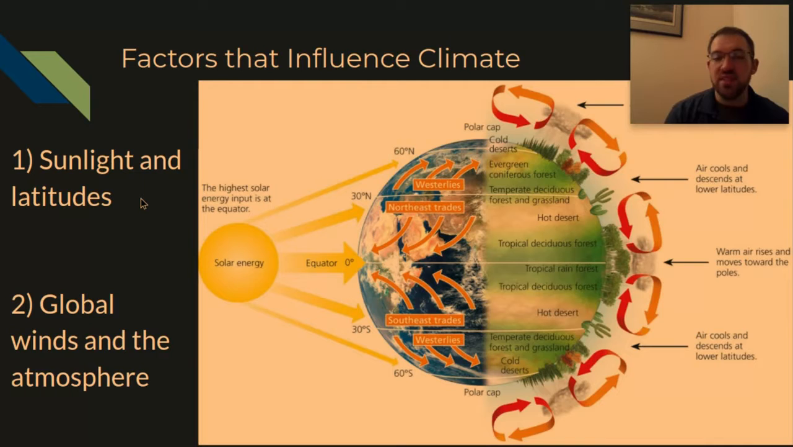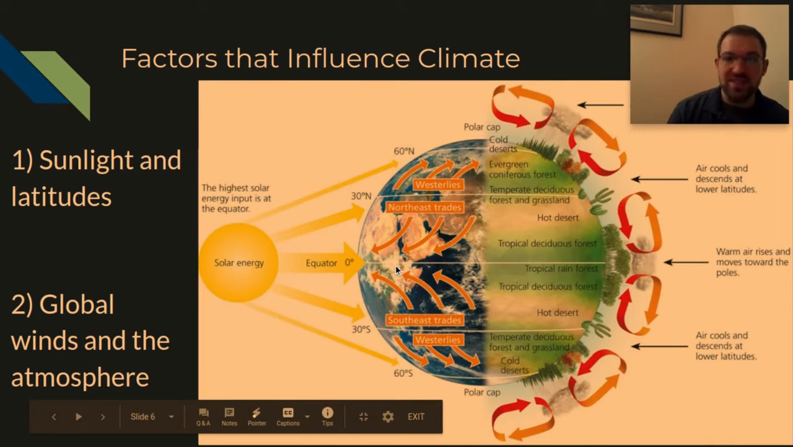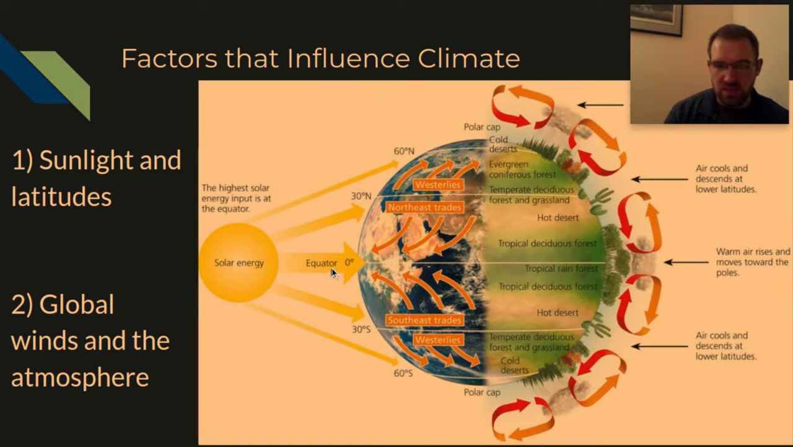right? It's the uneven heating of the Earth. So because the Earth is tilted, it does not get the same amount of sunlight. You see how the most amount of the sunlight, look how thick this yellow arrow is right here at the equator. The total amount, the highest solar energy input is at the equator right over here.